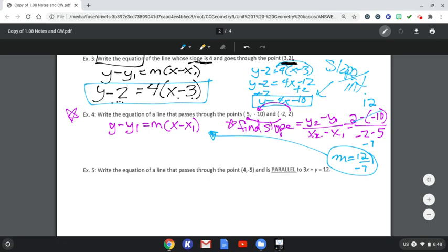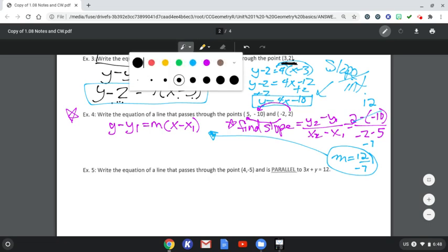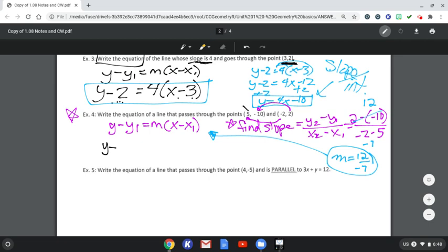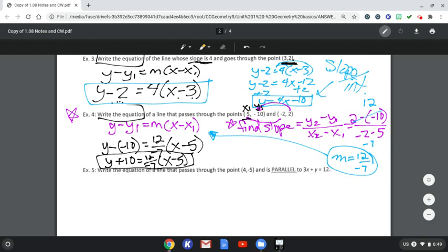Now we can substitute. So making our substitutions, y minus my y1 value. So again, this was x1, y1 is negative 10. So y minus negative 10 equals our slope of 12 over negative 7 times x minus our x1 value, 5. Now that substitution's fine. I'm just going to make this nicer, y plus 10, and a lot of you were already adding the opposite. 12 over negative 7 times x minus 5. So we're just going to stop there. We've written the equation like it asked. So again, when you need to write an equation is really when I want you to use your point slope formula.